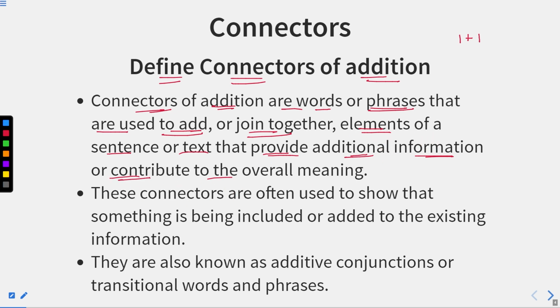To contribute to the overall meaning. These connectors are often used to show that something is being included or added to the existing information. It means if I want to include something, I have a particular information and I want to add some more information to it. For that, I will need this type of connector, to add that information to the existing information that I already have.